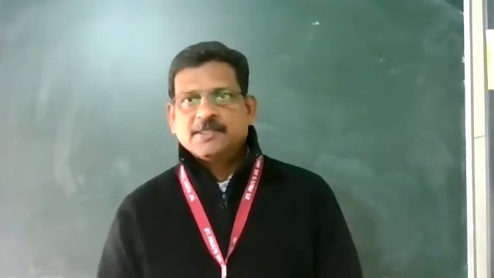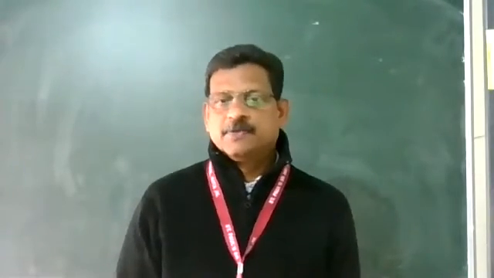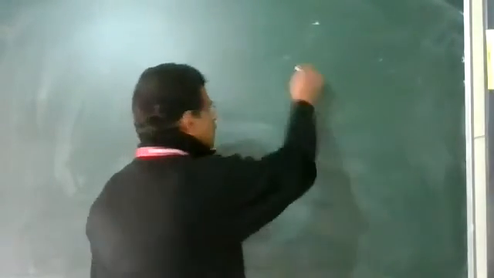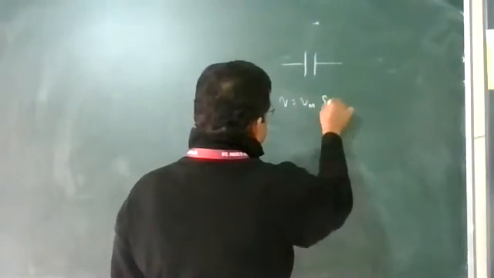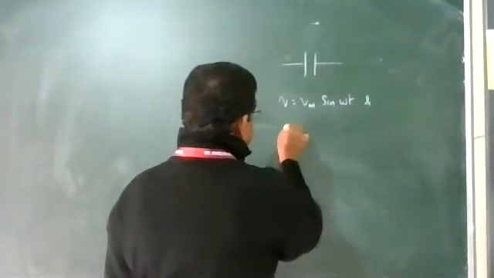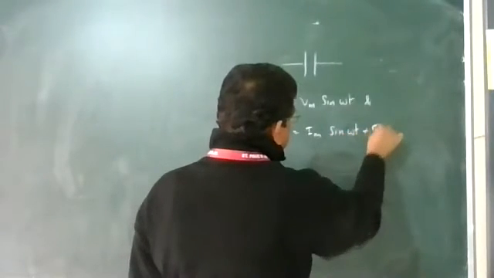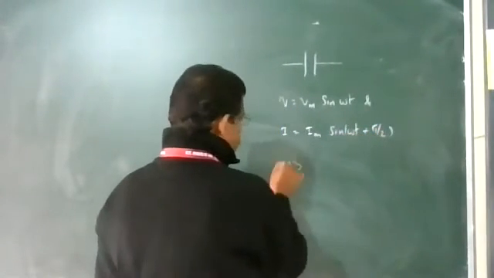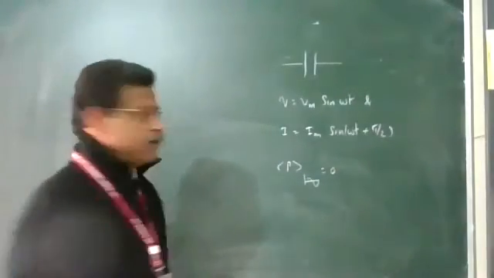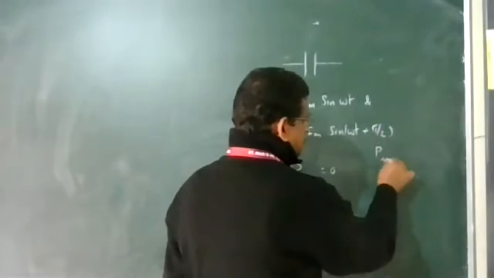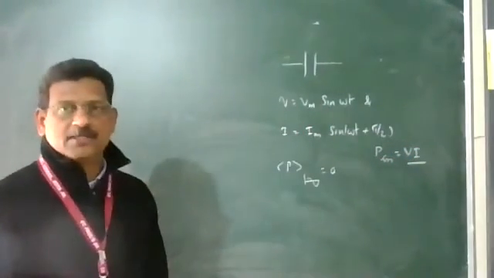So if I go for the capacitor circuit to explain the variation of voltage, current and power, we'll see that. In the case of a capacitor, V equal to Vm sin omega t and I equal to Im sin(omega t plus pi by 2). And the average power over the cycle is equal to... Instantaneous power is equal to V times I.